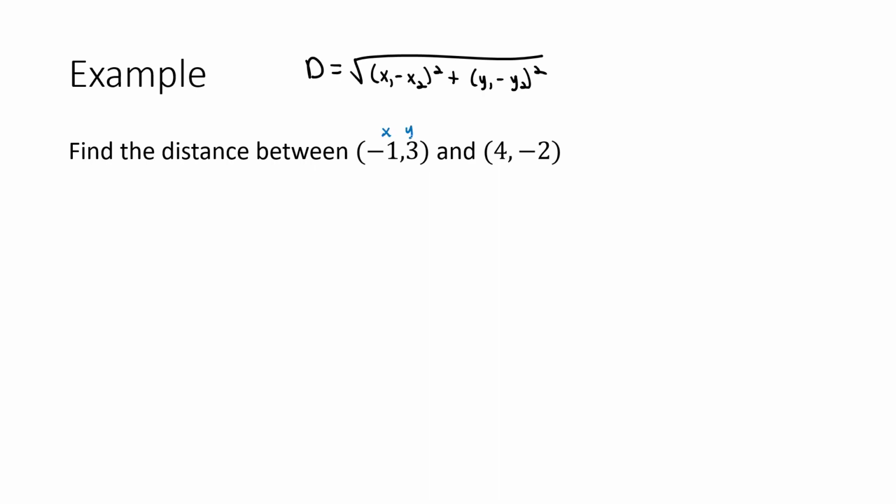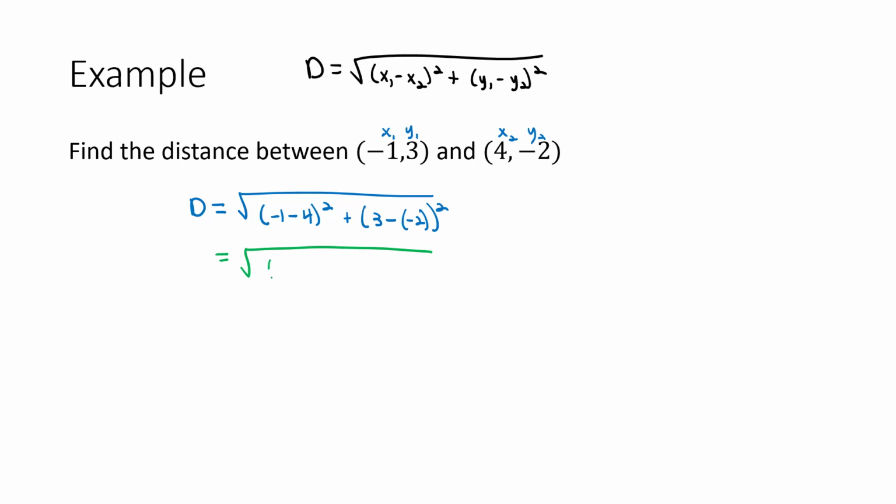So if we label our points x comma y, where the first point is 1 and the second point is 2, all we have to do is plug this stuff into our distance formula. Distance is the square root of x1, which is -1, minus x2, which is 4, squared, plus y1, which is 3, minus y2, which is -2, squared. And we just have to simplify this formula.